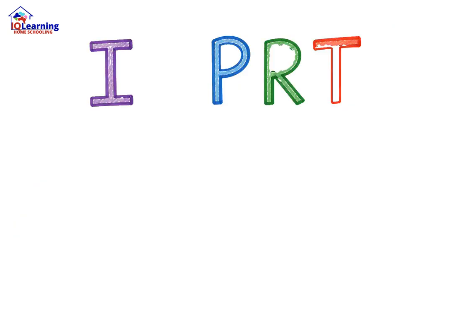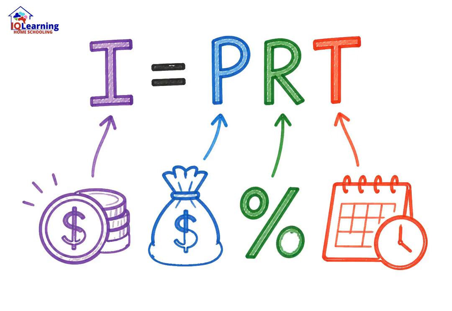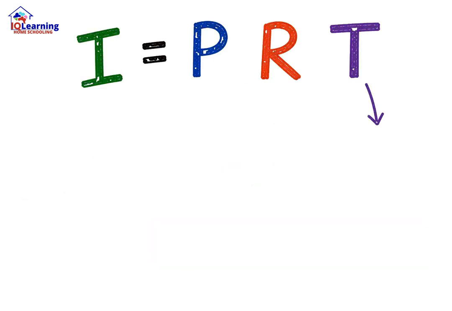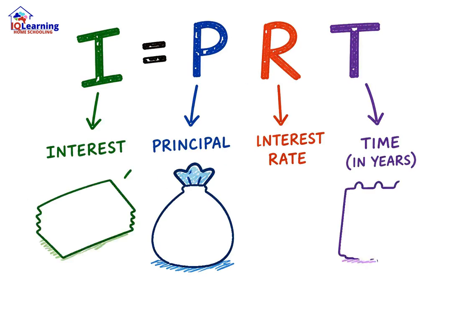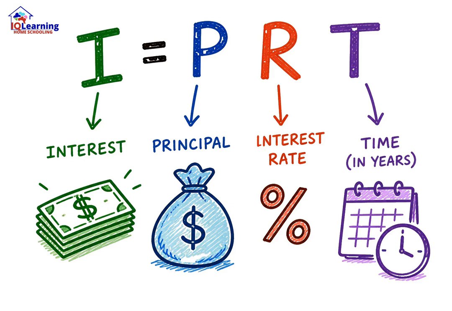The most basic way to calculate this is with a simple interest formula. I equals PRT. I is the interest. P is the principal, the original amount of money. R is the interest rate, as a decimal. And T is the time in years.